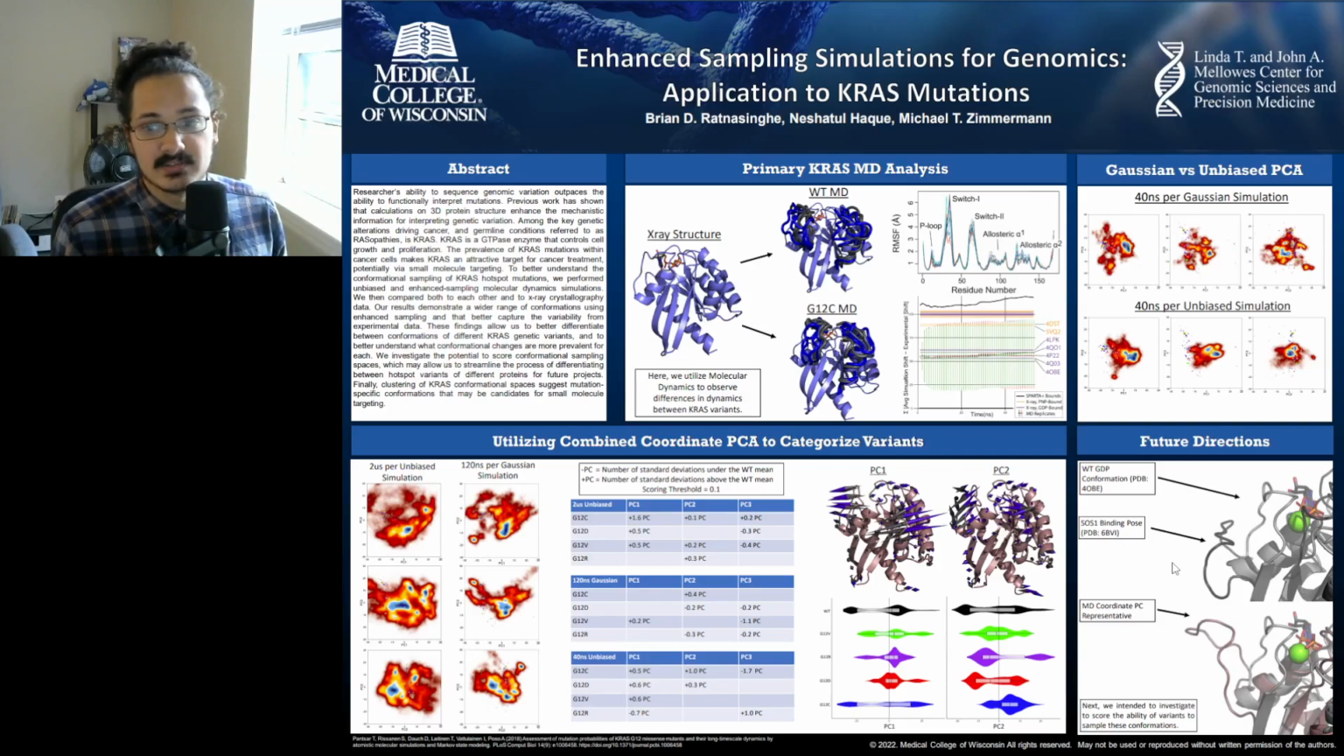So the switch 1 is very important for characterizing nucleotide exchange factors, right? And the ability of KRAS to actually bind to these nucleotide exchange factors, right? And so you can see that in the bottom right here, different conformations of that. And so moving forward, we're going to take a look at maybe what these PCs are relative to these nucleotide exchange factor proteins, right? There's a lot more to talk about, but unfortunately we're out of time here.